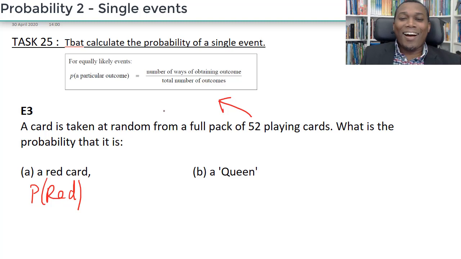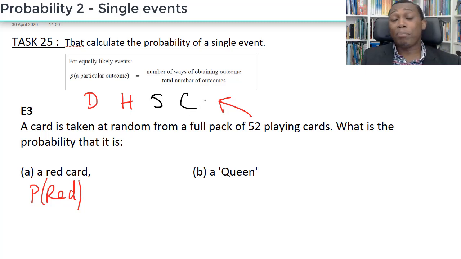Cards are broken down into 4 categories. You have diamonds, hearts, spades, and clubs. I've put the different colors because the diamonds and the hearts are red, and the spades and the clubs are black. Getting each group of card is equally likely. If it's 52 playing cards, there are 13 diamonds, 13 hearts, 13 spades, and 13 clubs.